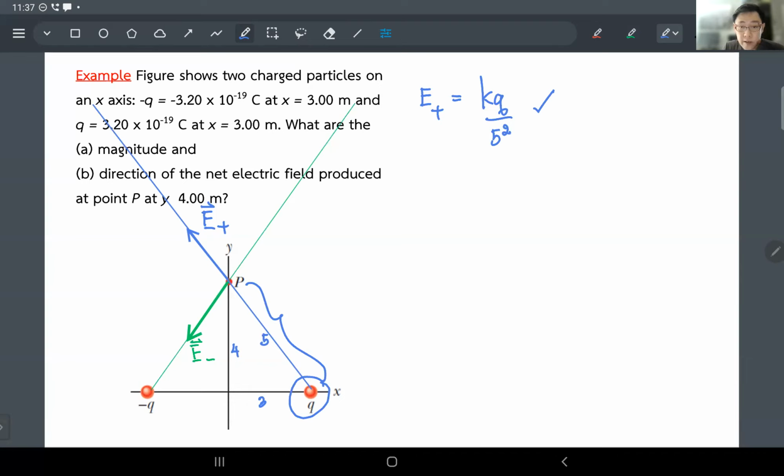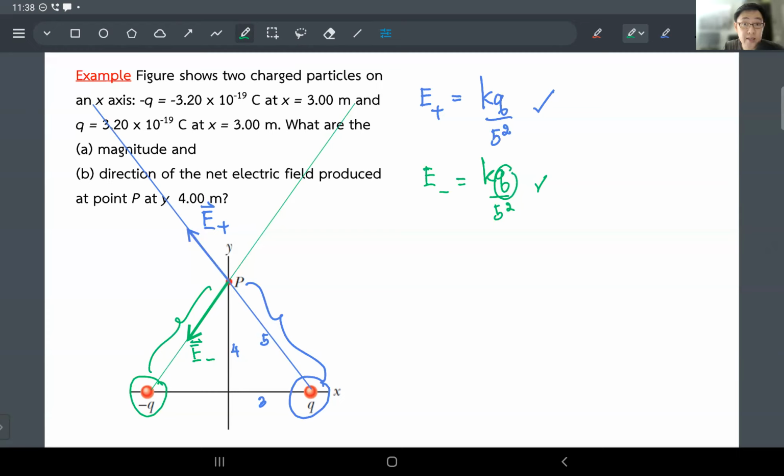Okay. And then you try again with the E negative magnitude. It's going to be K times the Q that's generating the field, divided by, once again, the distance, and it's going to be 5 squared as well, and you are done. So you notice something here? When I calculate the E negative, I don't have to put a negative sign on the Q anymore. You guys with me with this?